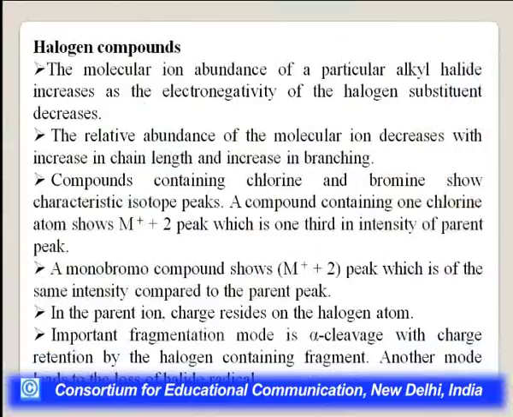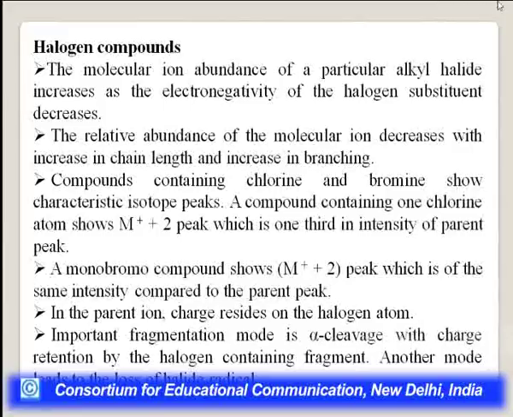So let us first discuss the remaining compounds, how to identify the different fragmentation patterns of halogen compounds. The molecular ion abundance of a particular alkyl halide increases as the electronegativity of the halogen substituent decreases. The relative abundance of the molecular ion decreases with increase in chain length and increase in branching. Compounds containing chlorine show characteristic isotopic peaks, and you can observe an M plus 2 peak which is 1/3 of the intensity of the parent ion.